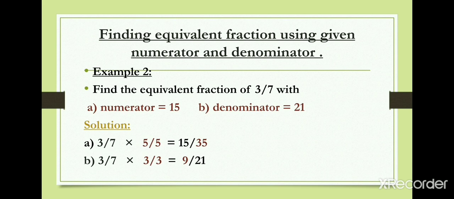Then the denominator is equal to 21. So we have to divide the given denominator 21 by the denominator of the given fraction, that is 21 divided by 7, which gives us 3. So multiply the 3 in both numerator and denominator. So we get 3 3s are 9 and 7 3s are 21. So the fraction is 9 by 21.